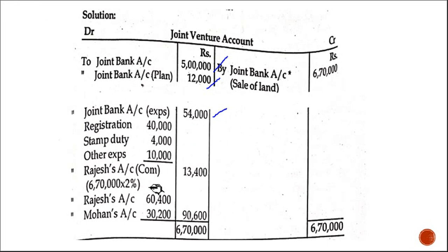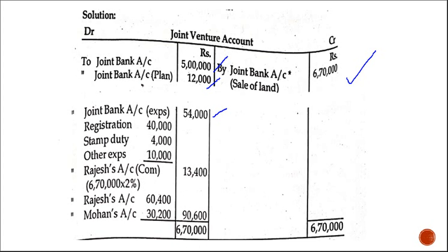Then commission for Rajesh. For commission we require the sale price. Just now we calculated 6,70,000 into 2% of it. So 13,400. Yes. Now sale of land we calculated 6,70,000. So total 6,70,000. Balancing figure 90,600. You have to calculate based on the ratio. What is the ratio? They said capital contribution 4 lakh is to 2 lakh, right? 4:2. That means 2:1. So you have to divide this 90,600 in the ratio.